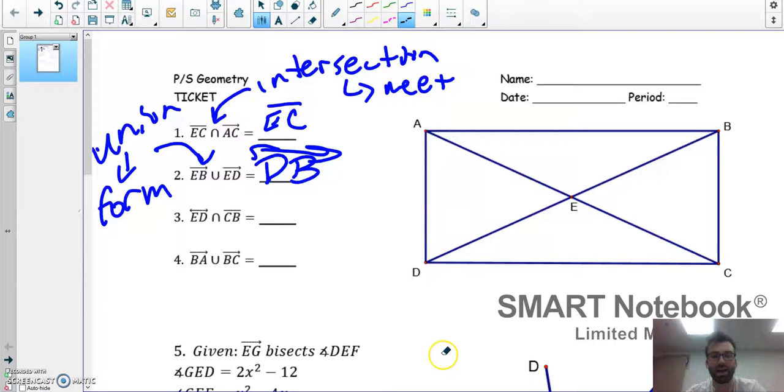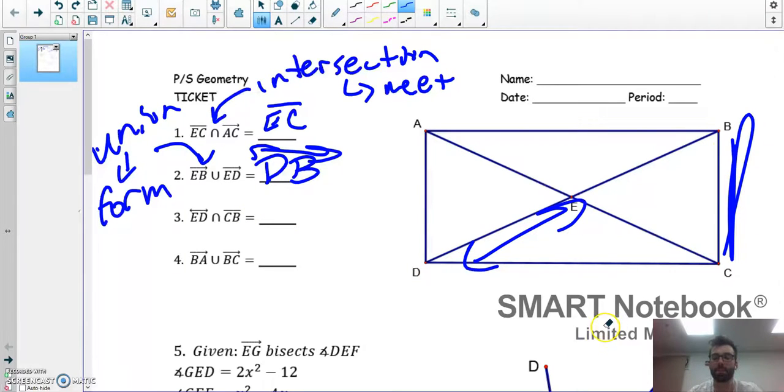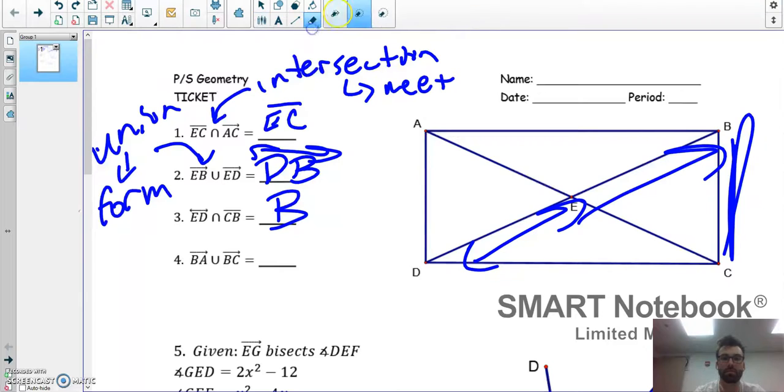Now we have ED intersect CB. My question to you: does ED stop here or does it go on forever? This is a line that goes on forever. If it goes on forever past E, our intersection point is B. It's B.